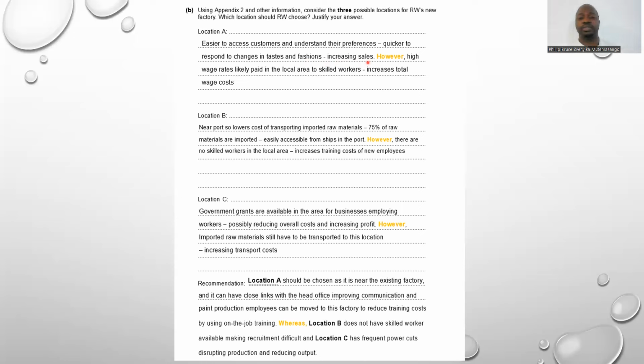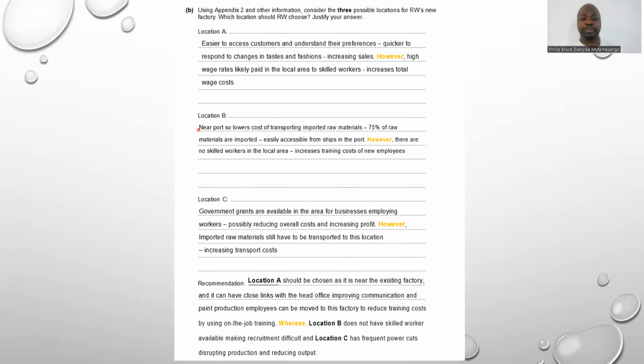Then you are supposed to go on and give the other side, the negative side. So however, high wage rates are likely to be paid in the local area to skilled workers, increasing total wage costs. So that's a drawback there. So remember, your answers should carry a positive and a negative point for you to show a clear discussion, or a good discussion, for each and every option. Location B.